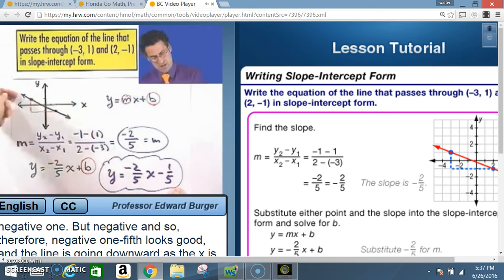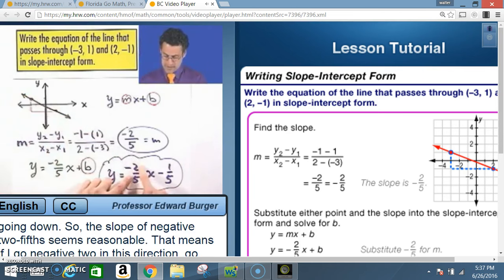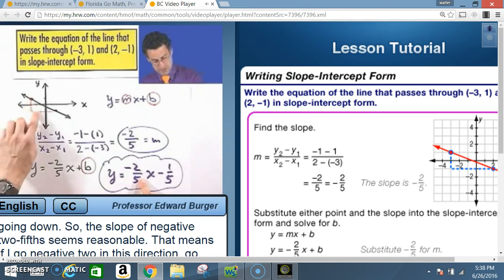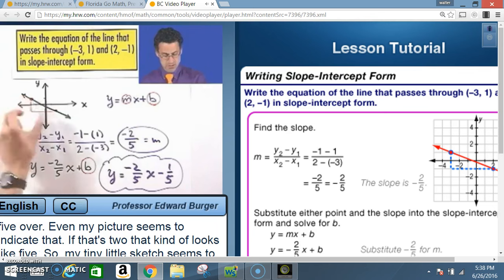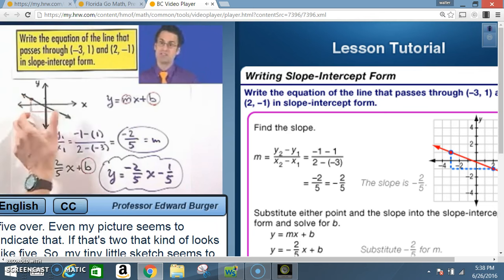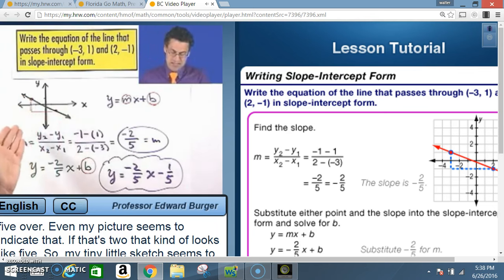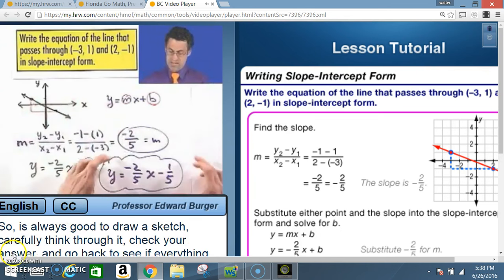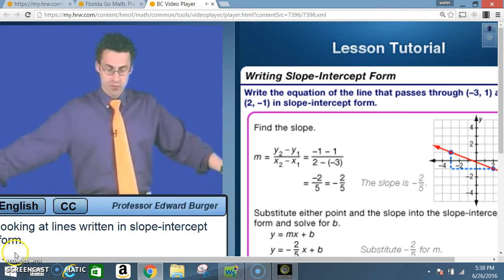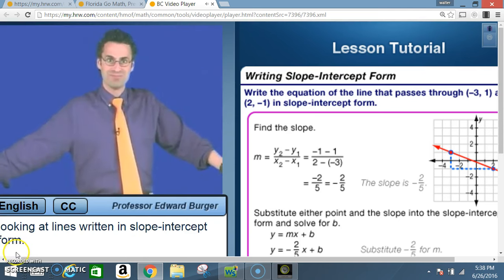And the line is going downward as the x's get big. It's going down, and so the slope of negative 2/5 seems reasonable. That means that if I go negative 2 in this direction, go down 2, I have to go 5 over. Even my picture seems to indicate that. If that's 2, that kind of looks like 5. So my little teeny silly little sketch seems to be pretty good. It's always good to draw a sketch, carefully think through it, take your answer, go back, see if everything's consistent. Have fun looking at lines written in slope-intercept form.